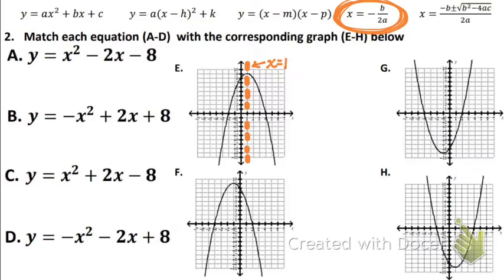What about G? Where is that axis of symmetry? -1. It's running right over here. Where's the axis of symmetry on F?